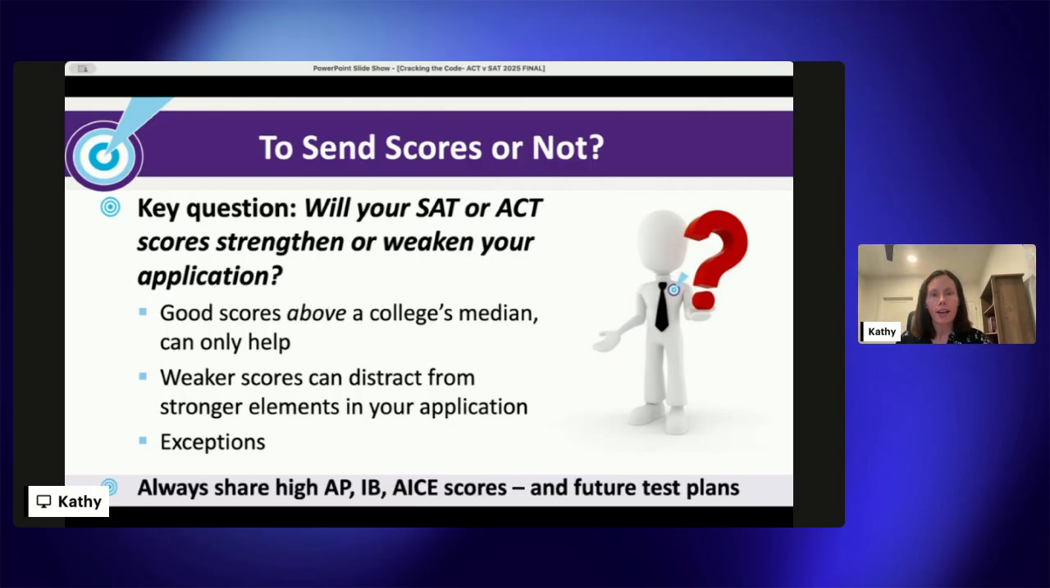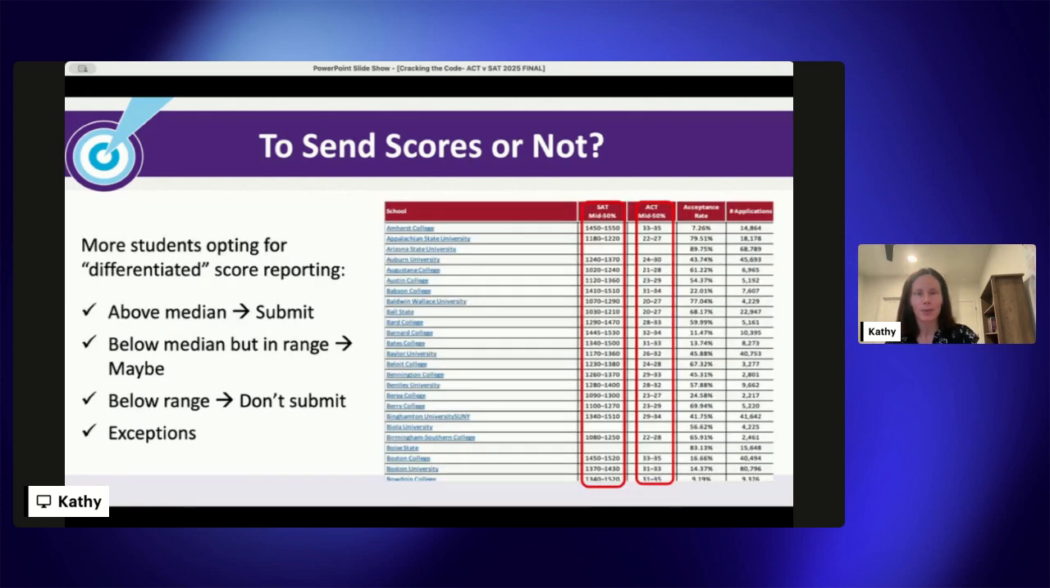Always, always, always, if you're not sending an SAT or ACT score, don't forget to self report those AP scores. Usually, fours or fives are what you want to share with highly selective colleges, threes or higher for colleges that are less selective. And you can also report any future test plans. So, for instance, if you're a senior and you have 3 AP classes on your schedule this year, don't forget on the testing page of your Common App, you can report that you are planning to sit for those 3 AP exams in May 2026.